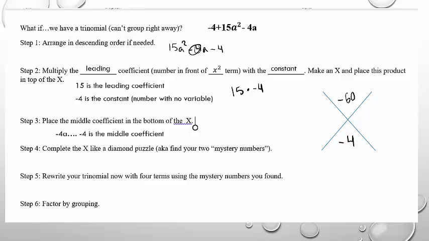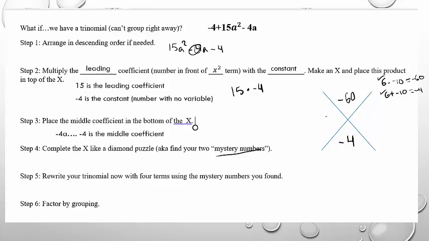So we have to think of two numbers that multiply to get us negative 60, but add to get negative 4. So I know that 6 times negative 10 does equal negative 60. It just has to also add to make negative 4. So now I'm going to do 6 plus negative 10. And I do get negative 4. So lucky guess that those were the two numbers that work. So we call those our mystery numbers.